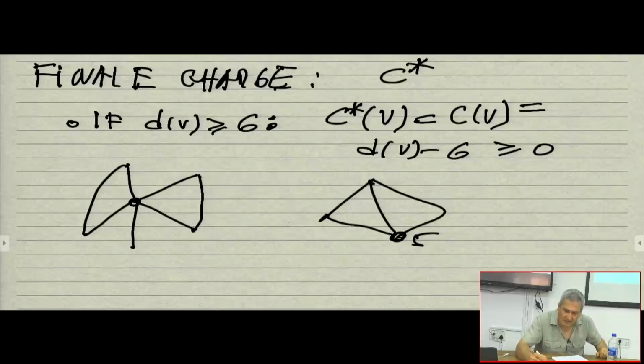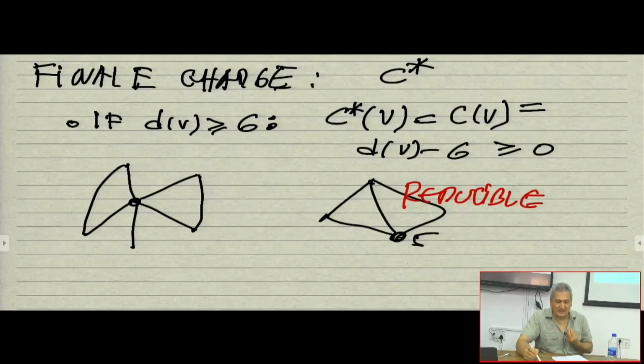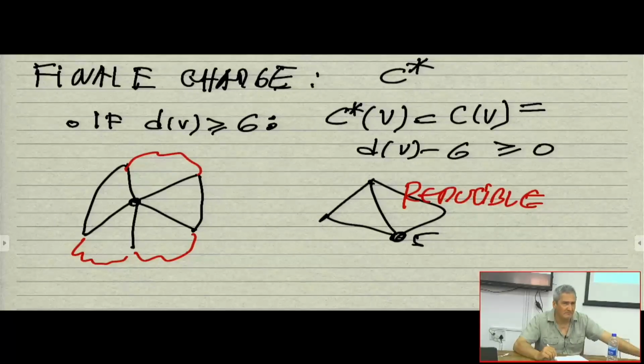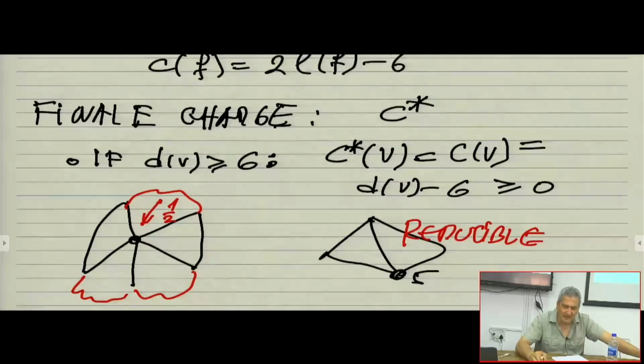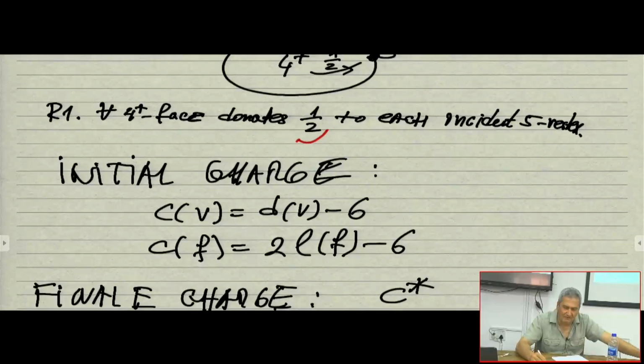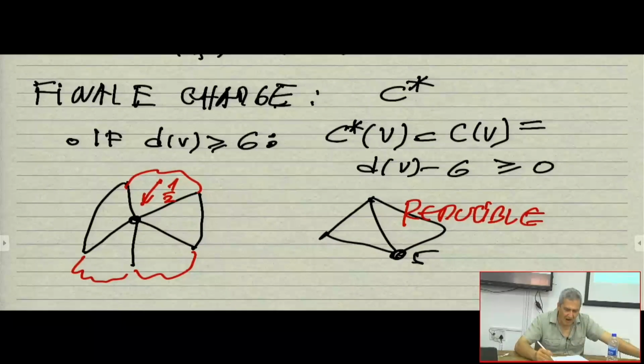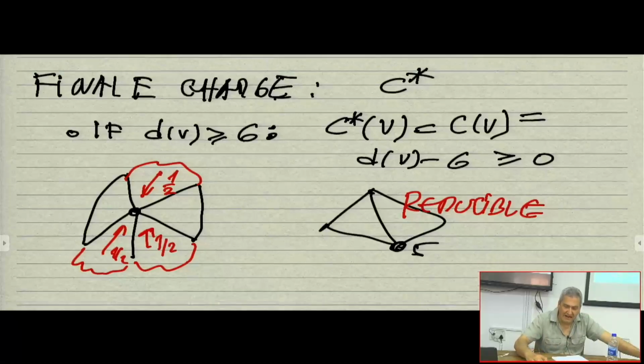This is reducible. By knowing that this is reducible, we know that we have here how many big faces of size at least 4? 3. Even 2 are enough. So look, this will send 1/2. This is the rule, yes? A face of size 4 or more sends 1/2 to a 5 vertex. 1/2, 1/2, 1/2.